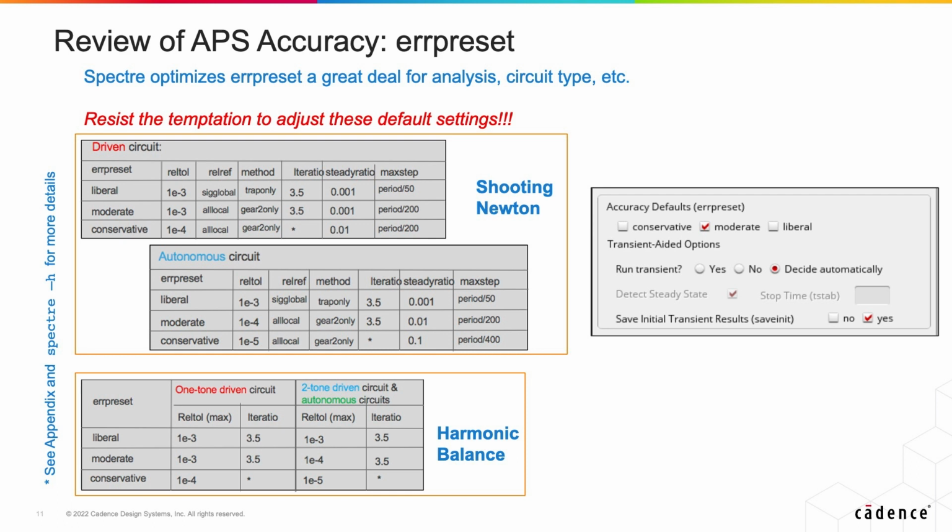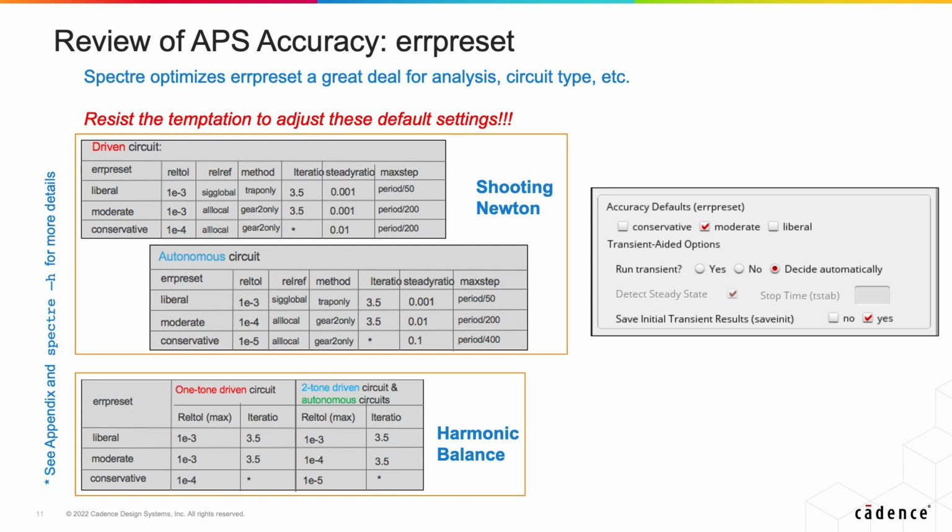You are just going to make the simulator extremely slow with no gain at all in accuracy, because the conservative preset for Spectre is really golden with the defaults that it has. So unless there is a very valid reason, do not play around with these default settings. And this reference is a good reference to know.